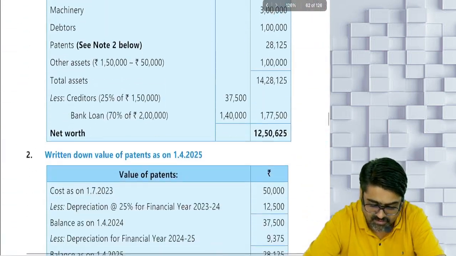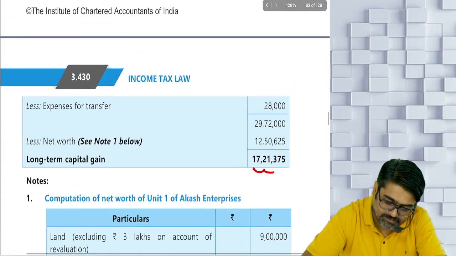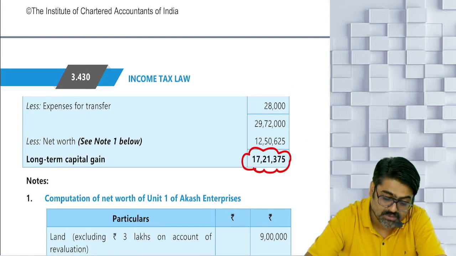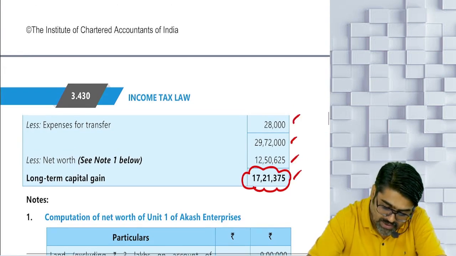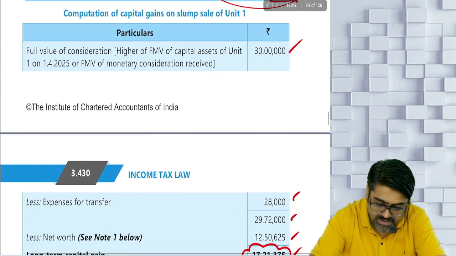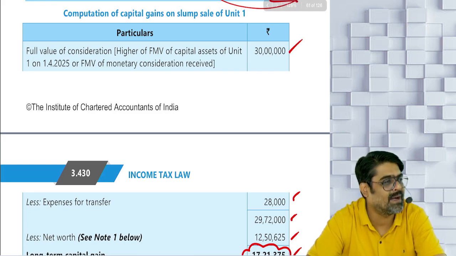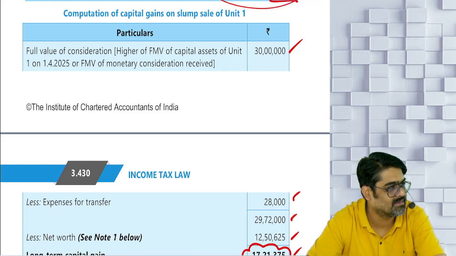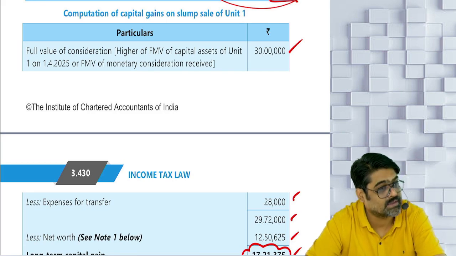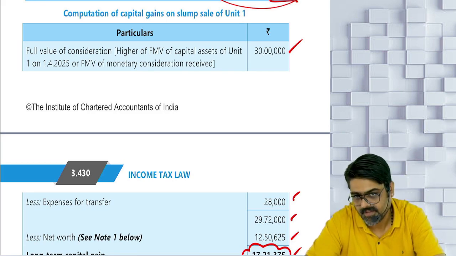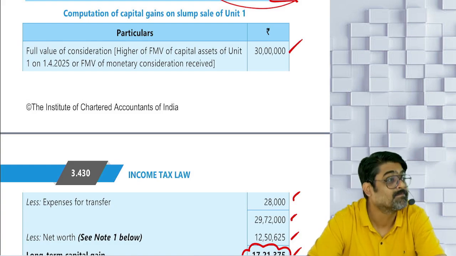Final answer, sir. Final answer. 17,21,375, sir. 1, 2, 3, 4 and 5 lines. You are getting your final answer, sir. 10 marks in the exam. 10 marks for this type of question. Just imagine. Very difficult question, sir. Very difficult, no?